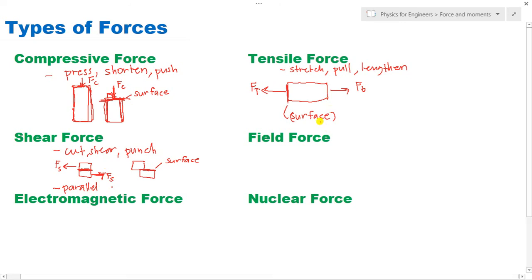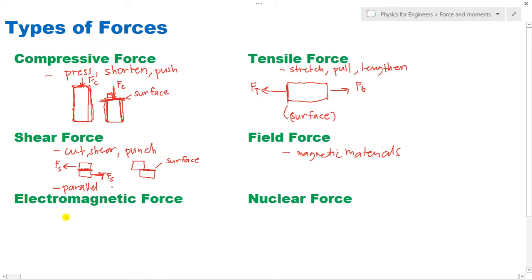And then the other one, class, is field force. These are forces exerted by magnets, so magnetic materials. And what are these magnetic materials? We have the permanent magnet. A permanent magnet induces a magnetic field to attract magnetic materials like iron filings. So the iron filings get attracted because of this field force induced by our magnets.